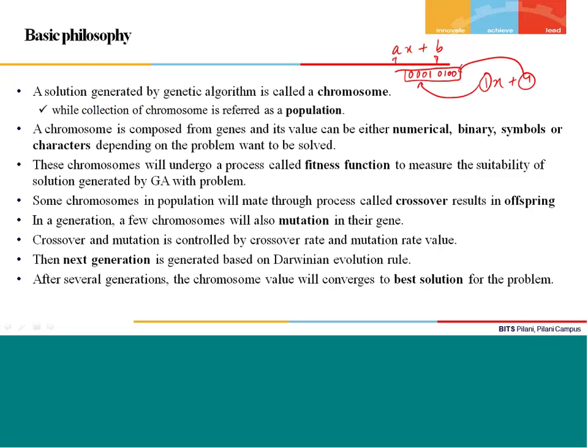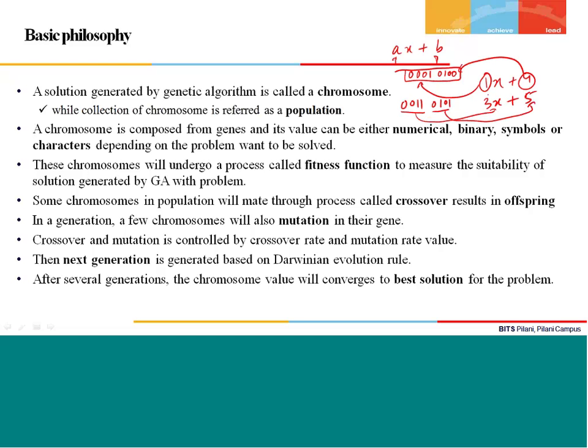Now let's say I take a second hypothesis, let's say this is 3x plus 4 plus 5. So the second chromosome will be 0011, which represents 3, and 5 is 0101, which represents this. So likewise, I can represent my hypotheses in string forms, and these are known as chromosomes.